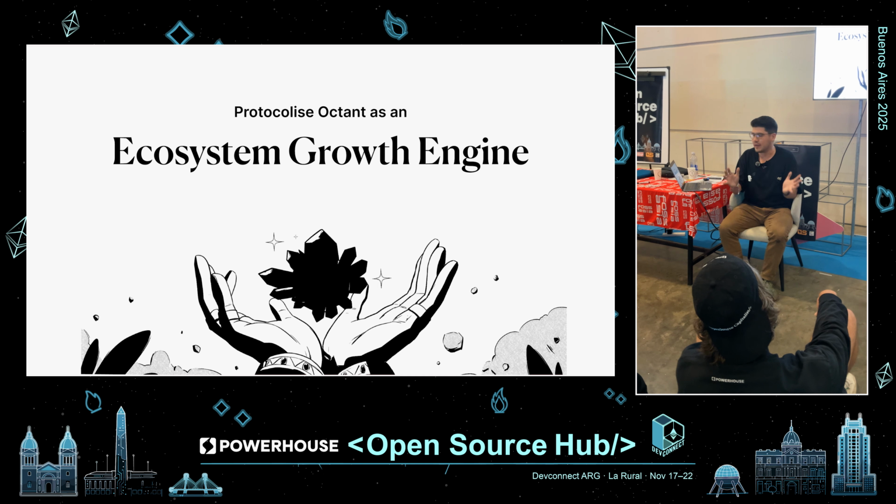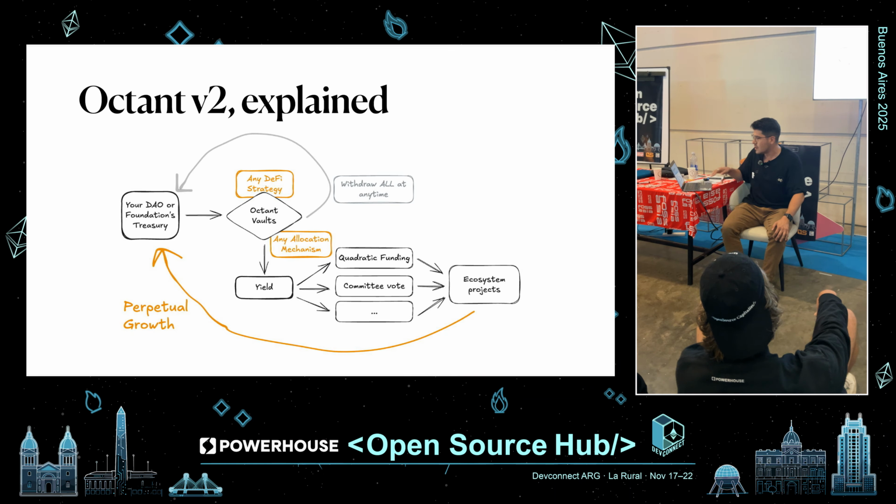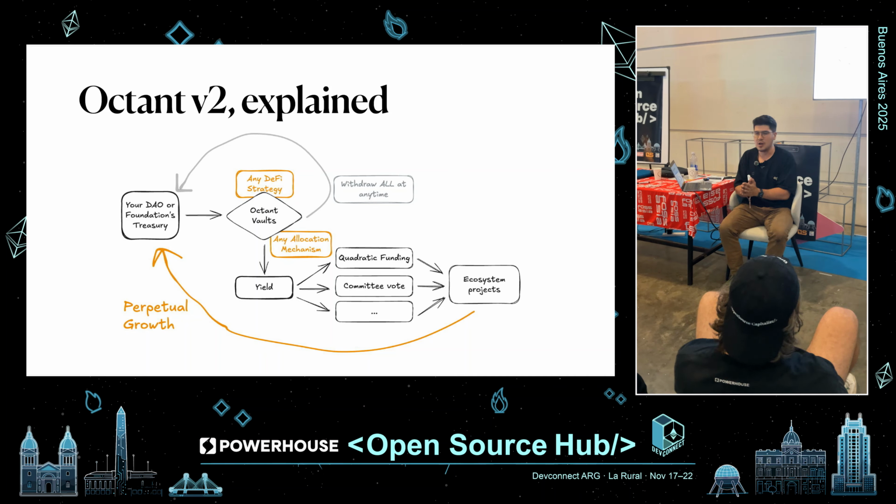So yeah, in a nutshell, this is protocolizing Octant V1 as an ecosystem growth engine. And to explain it briefly, how Octant V2 works is any DAO or foundation's treasury can be parked into an Octant vault, and Octant vaults can use any DeFi strategy out there because it's very easy to integrate. We use, for those who know, ERC-4626, that is the Yearn v3 vault standard, basically.